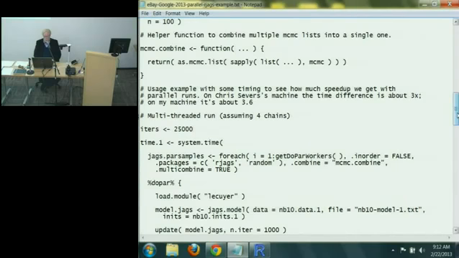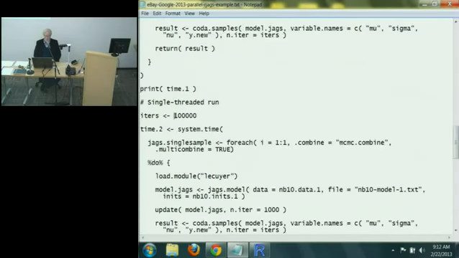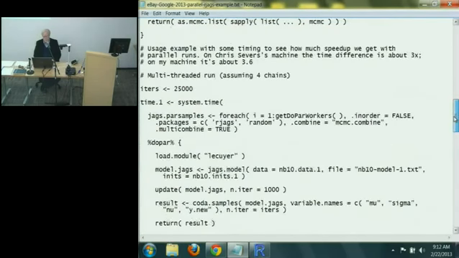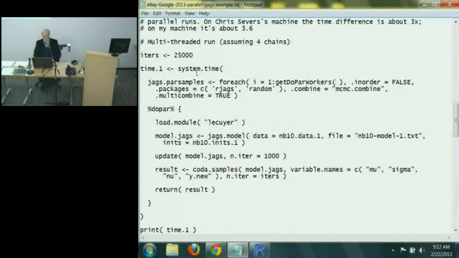Then later on, we'll compare that with a single-threaded run in which we ask for only one processor and use all 100,000 iterations there, and we'll see what kind of time results. So I define the variable iters, and then I run this system time command.